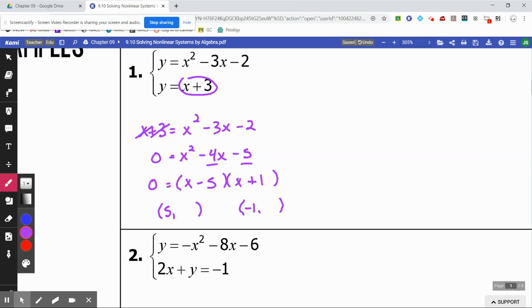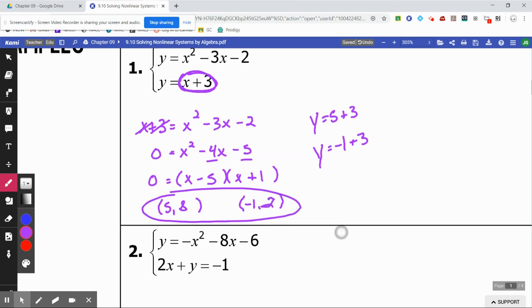Again, the best place to plug it in, look, y equals x plus 3. So therefore, I can simply do y is equal to 5 plus 3. Plug this in, you get 8. y is equal to negative 1 plus 3. Plug that in, it gives you 2. So my 2 points of intersection would be (5, 8) and (negative 1, 2).